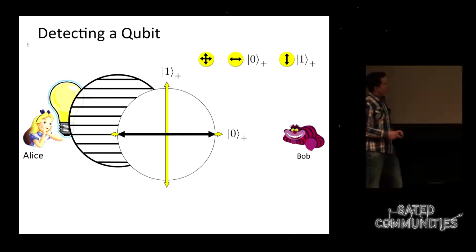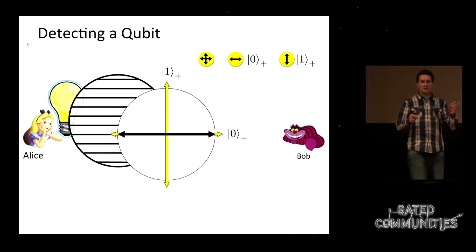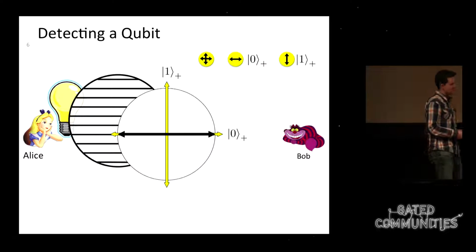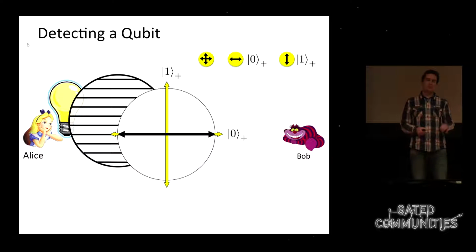So let me show you that a qubit, a quantum bit, is at least as good as a classical bit. Here we have our two heroes, Alice and Bob. Alice would like to communicate a bit to Bob.